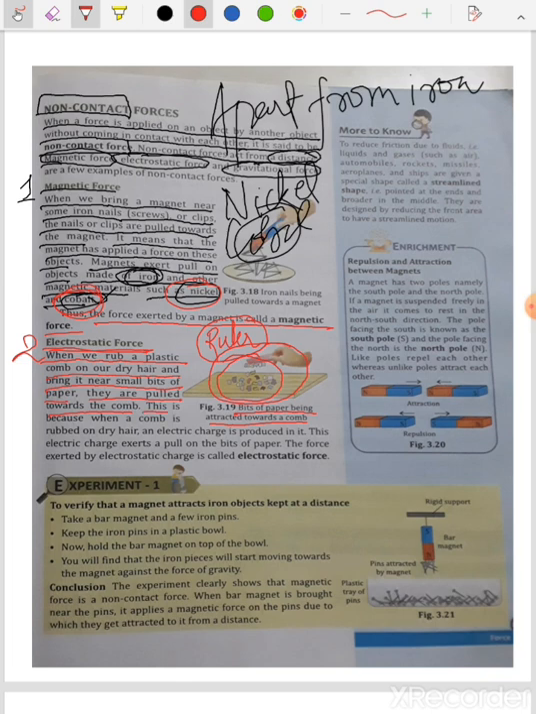So this is because when a comb is rubbed on dry hair, what happens? An electric charge, you can circle this, an electric charge is produced on it. This electric charge exerts a pull on the bits of paper.